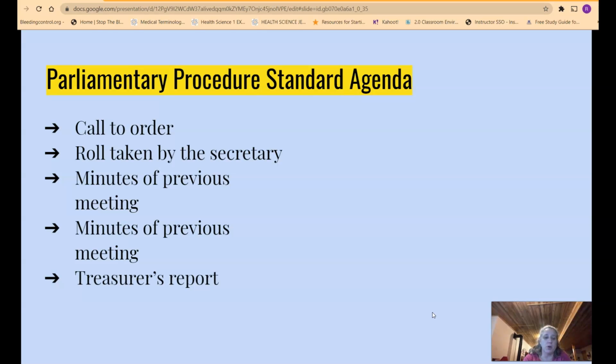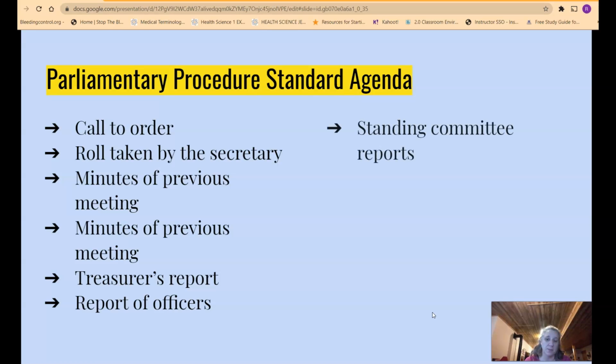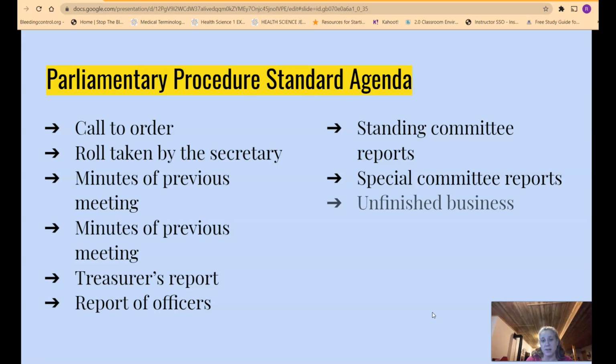The treasurer's report is how much money the committee has. The report of the officers. If any of the officers have anything to report, then this is when they would do it. The standing committee reports. If they have any subcommittees within that meeting group, they would report. Any special committee reports, again, it would be the same thing, just called special committees. Any unfinished business. So at this time, they would discuss any business that was not finished during the previous meeting.